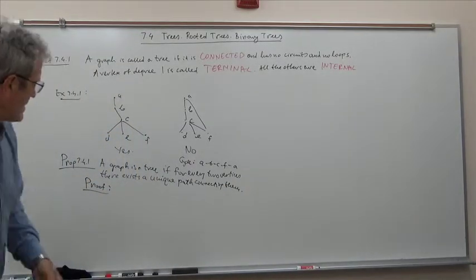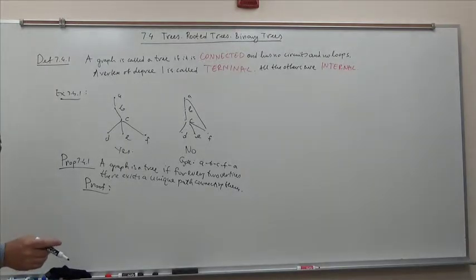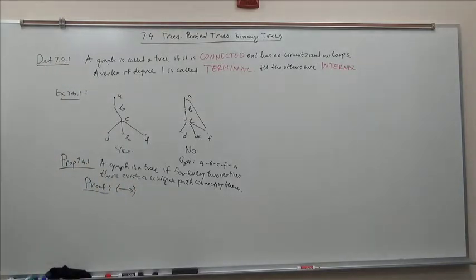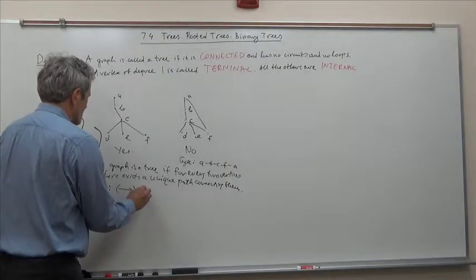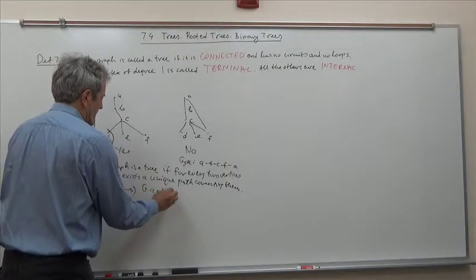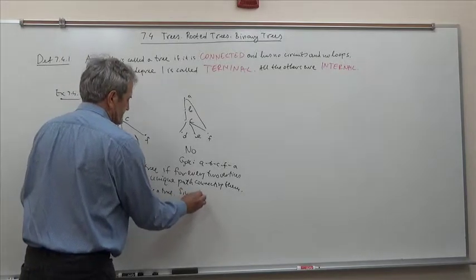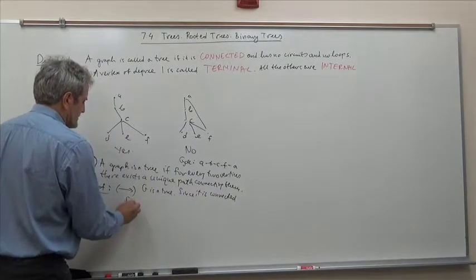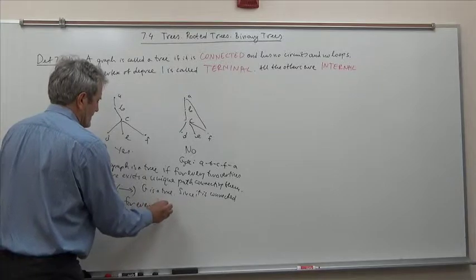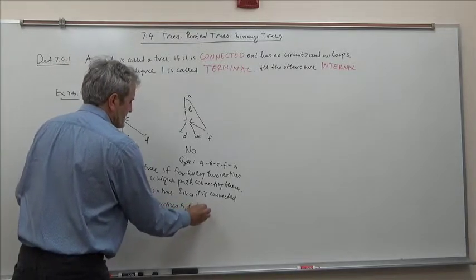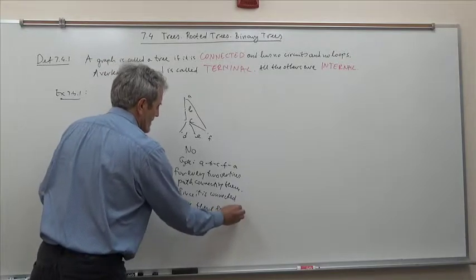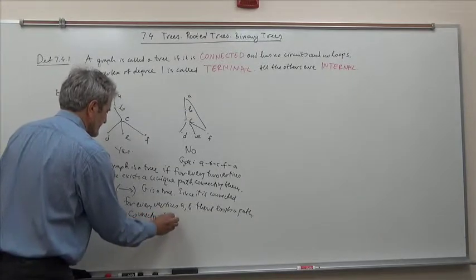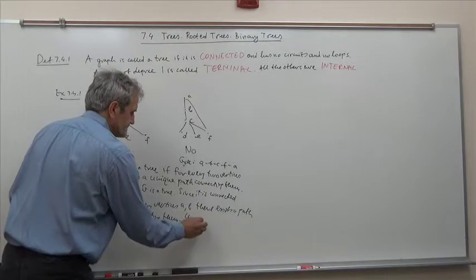Why? Because, if the graph G is a tree, then since it's connected, for every two vertices, A and B, there exists a path connecting them. Why is it unique?